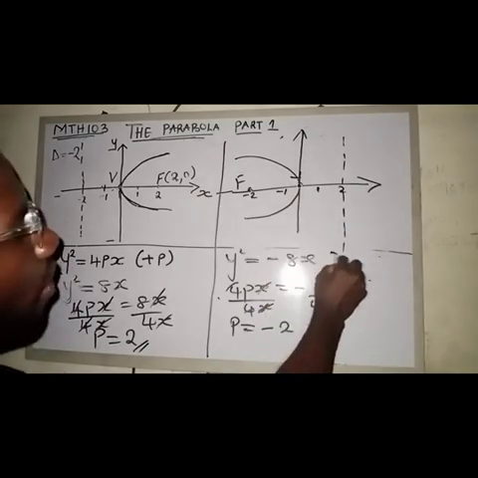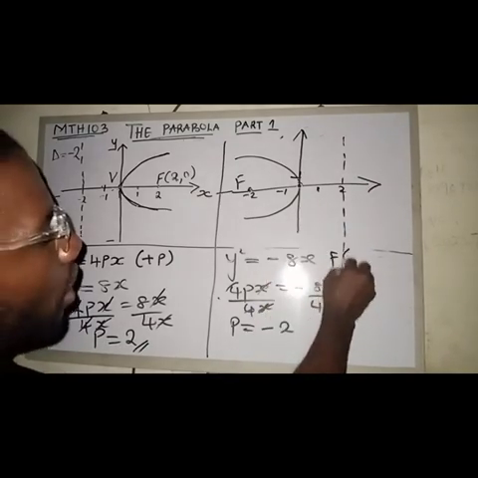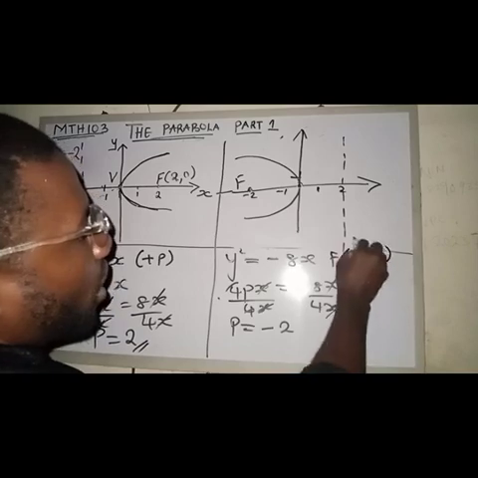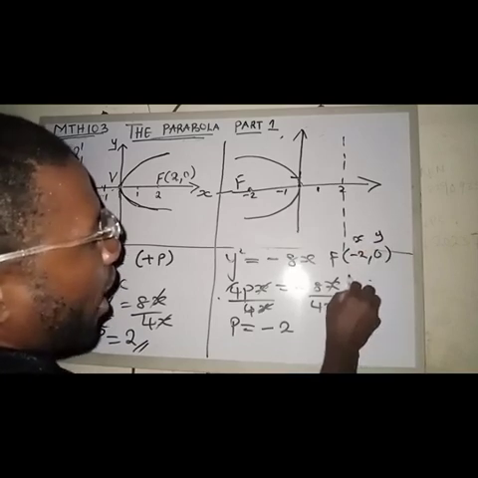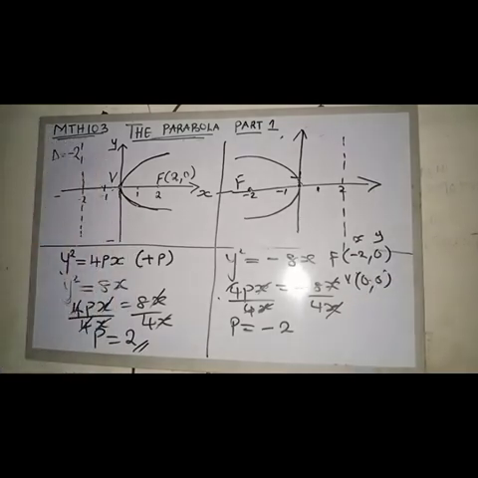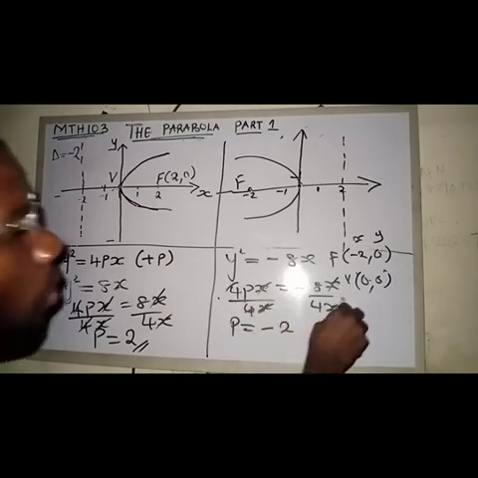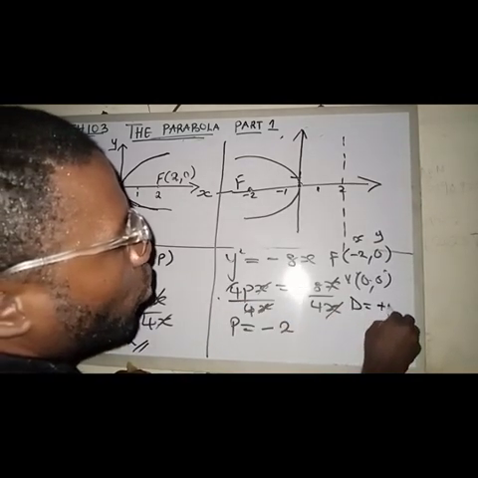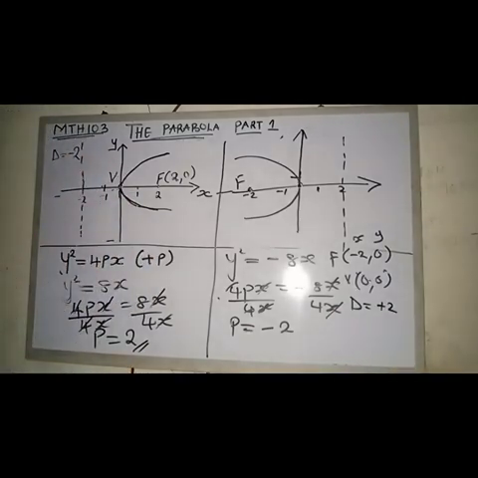You see this? This is our vertex, and this is our directrix. So at this point, our focal point is minus 2, comma 0, because this is the x-axis and the y. And our vertex is 0, comma 0, because it is at the origin, while our directrix is equal to plus 2.